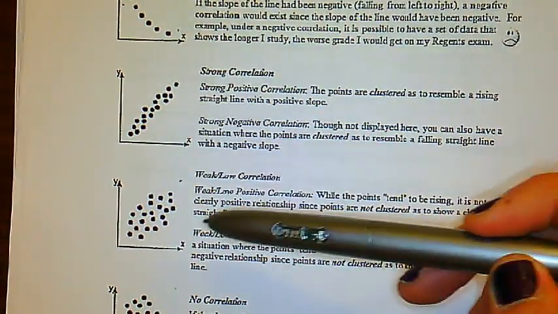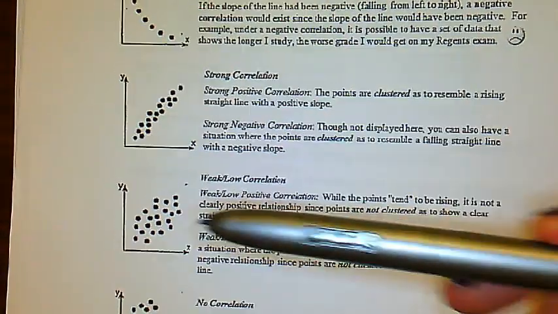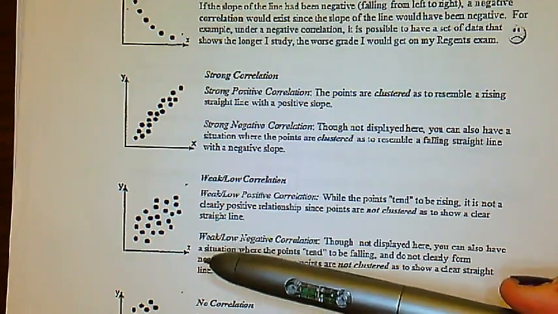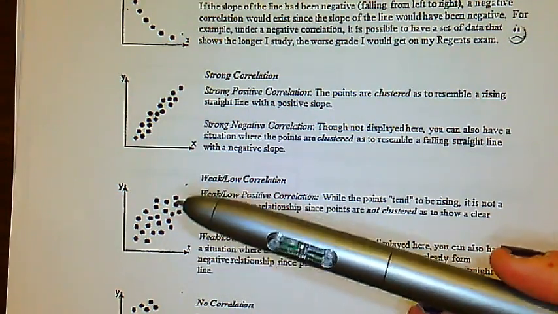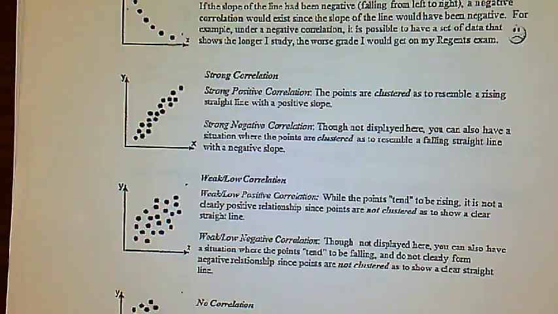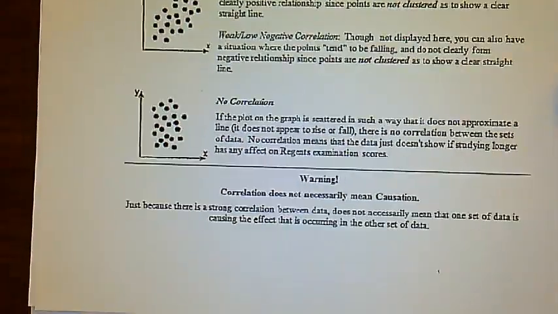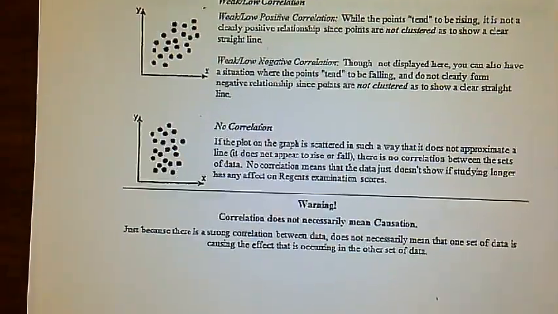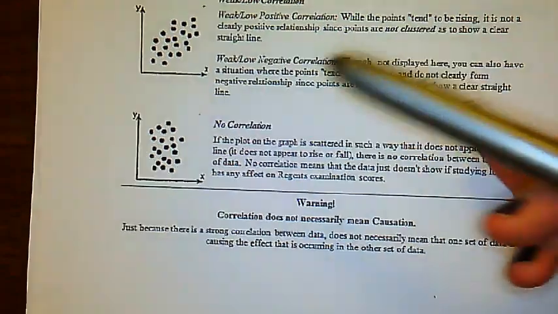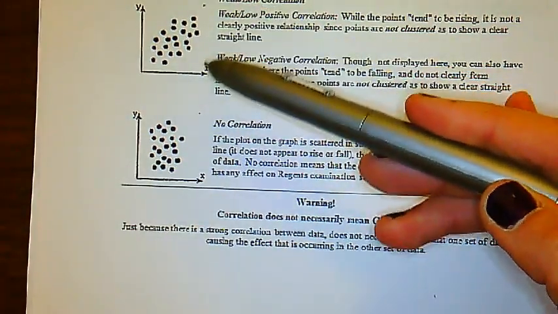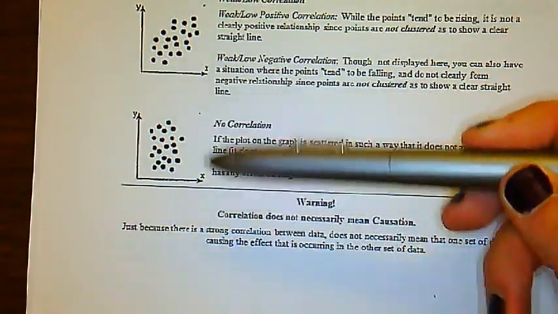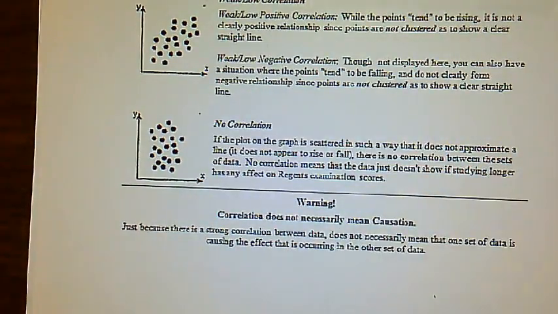Now, a weak positive relationship. That would be the points look like they're rising, but they're a little bit spread apart. And then if we have no correlation, see how the low correlation kind of slants, so it still is going in a general direction. This one has no slanting. It's just a big blob in the middle.